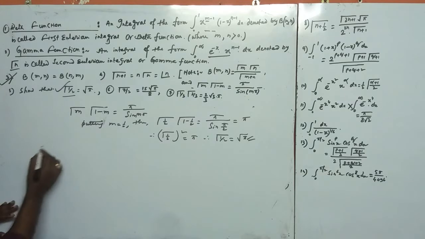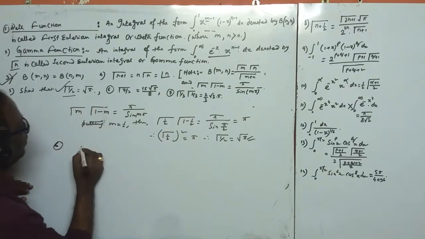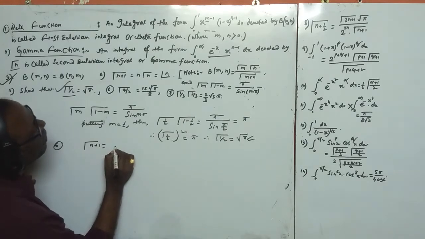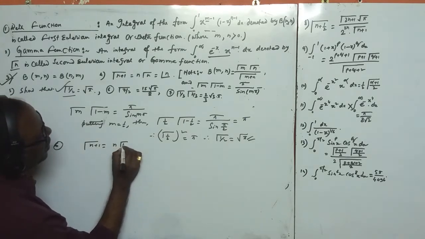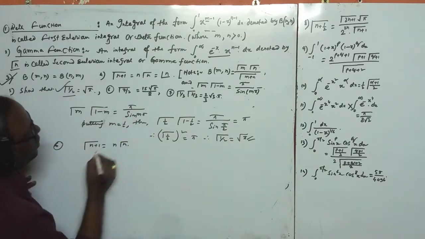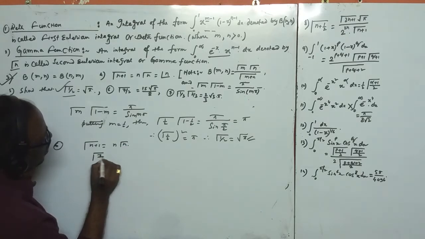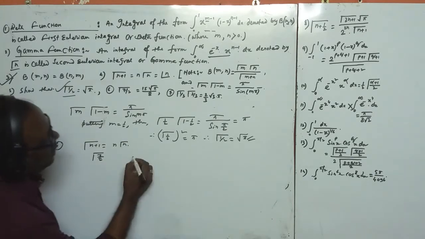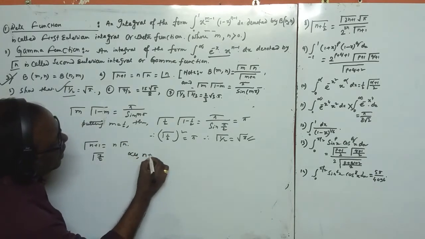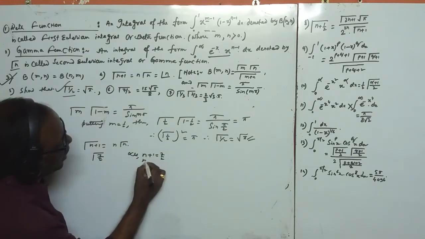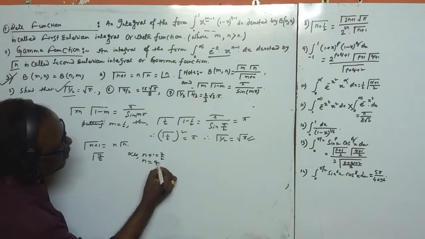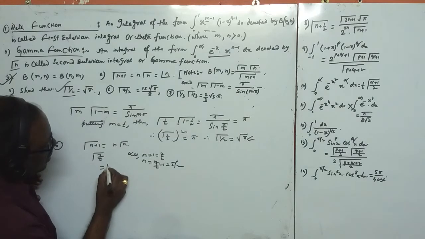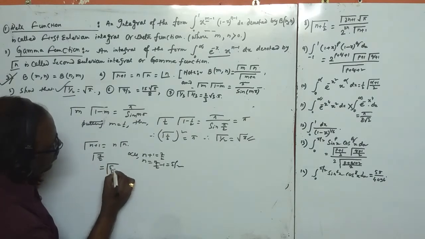And now for the sixth. From the formula gamma n plus 1 is equal to n into gamma n, we always express this in the form of n plus 1. Now let us assume n plus 1 is equal to 7 by 2. So n is equal to 7 by 2 minus 1, that is 5 by 2. So gamma 5 by 2 plus 1.